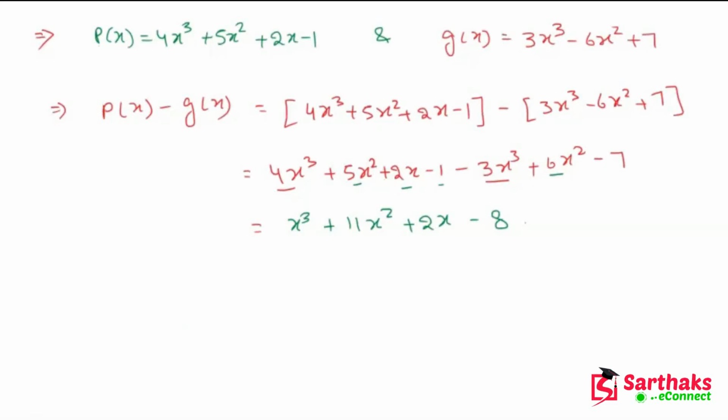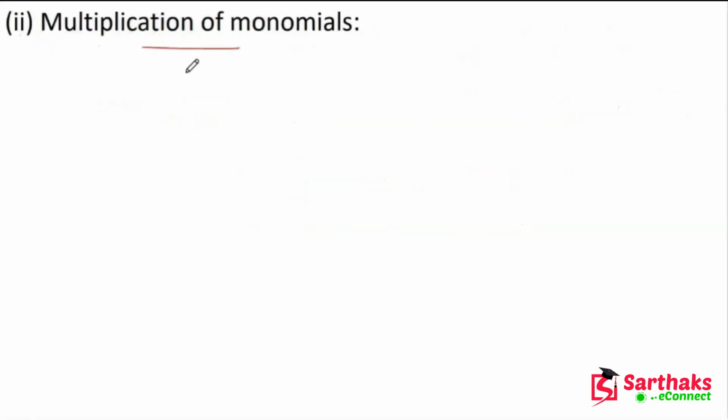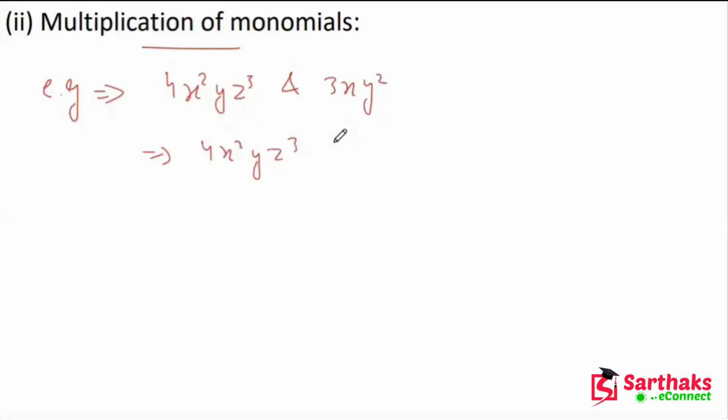Now let's see multiplication of monomials. What are monomials? Can anyone tell me? Monomials are those polynomials which have only one term. For example, let's suppose we have 4x square y z cube and 3x y square. If we have to multiply, we can do it like this: 4x square y z cube multiplied by 3x y square.